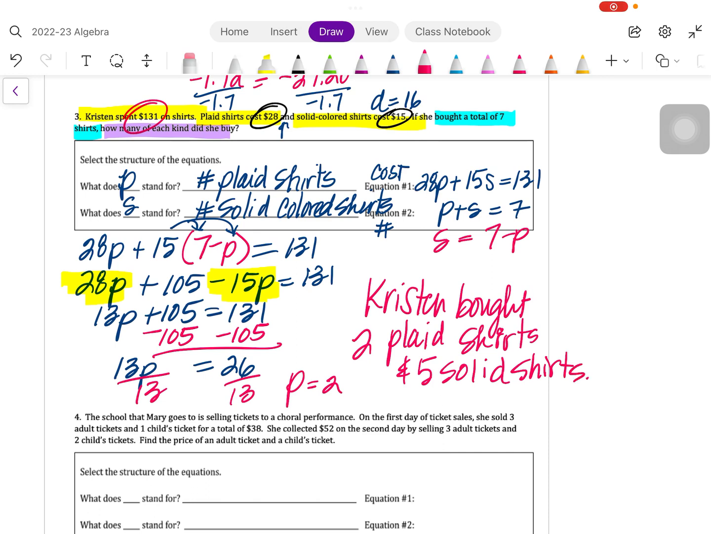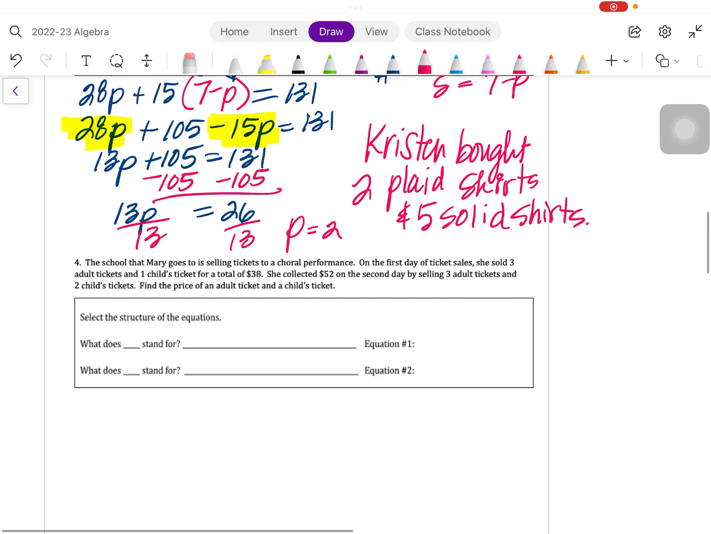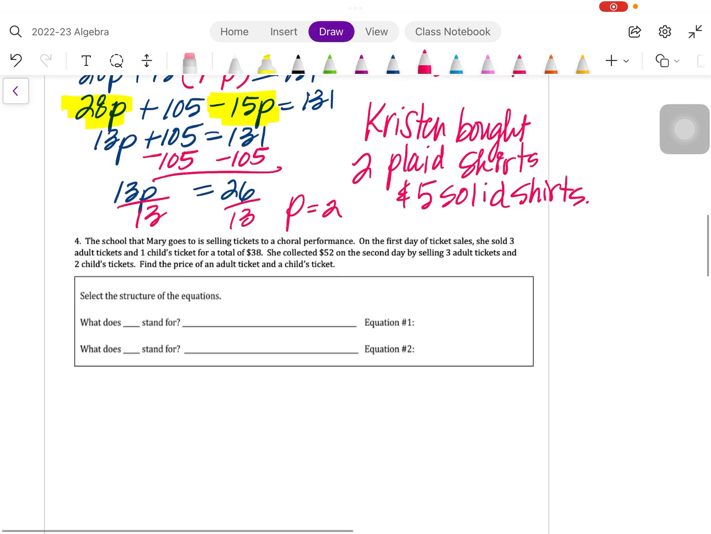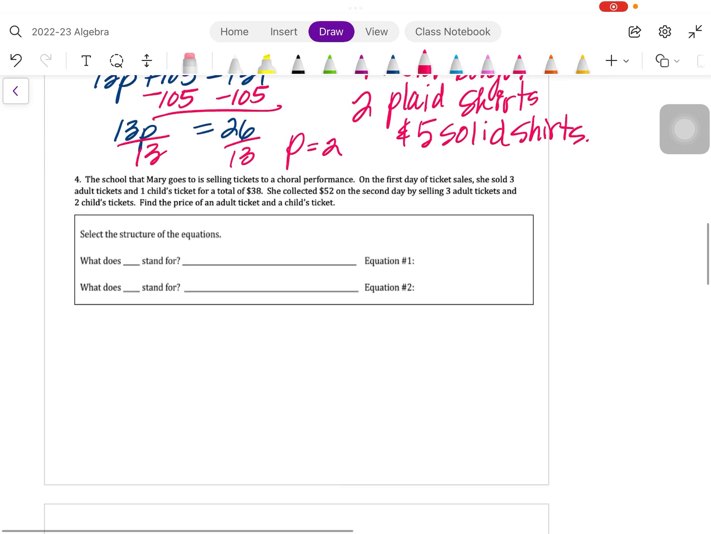All right, hopefully this is all making sense. We're going to do one more together, and then you guys are going to do some on your own. This is a pretty classic kind of word problem, and this one is a little bit different than what we've looked at so far, so I really do want you to focus on this one.